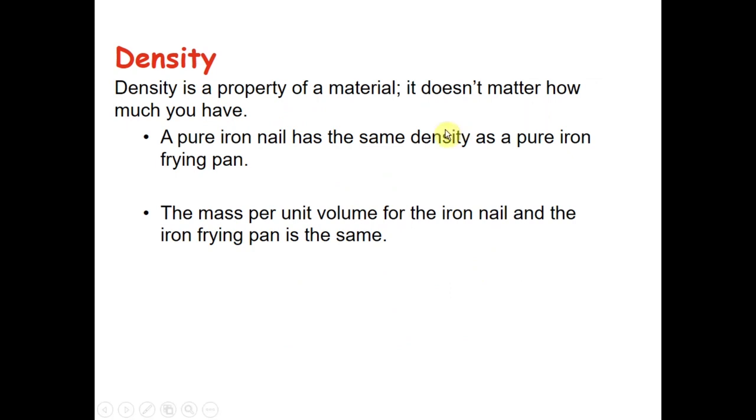So density is a property of material. But why is it important? Because it's a property, it doesn't matter how much you have of the material. For example, if you have a pure iron nail, it will have the same density as a pure iron frying pan, because it is the same material. So the same material will always have the same density. The mass per unit volume is the same for the iron nail and the iron frying pan.